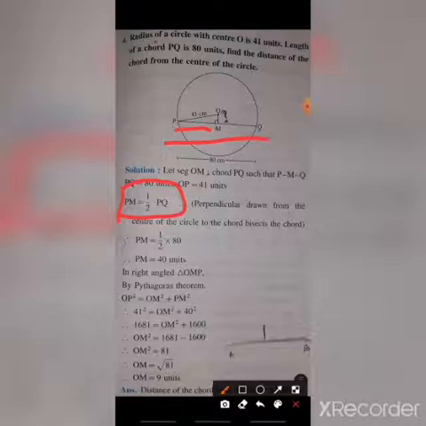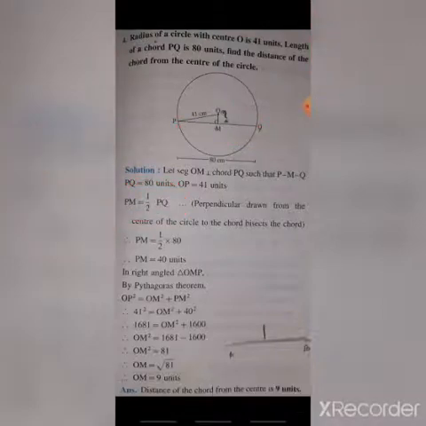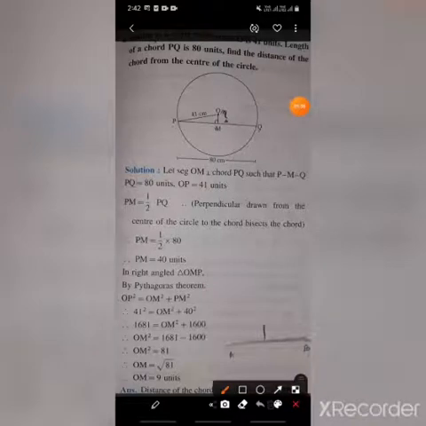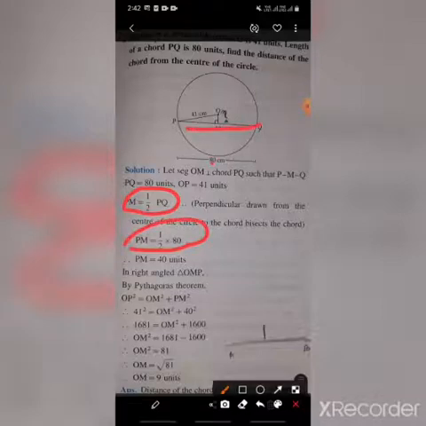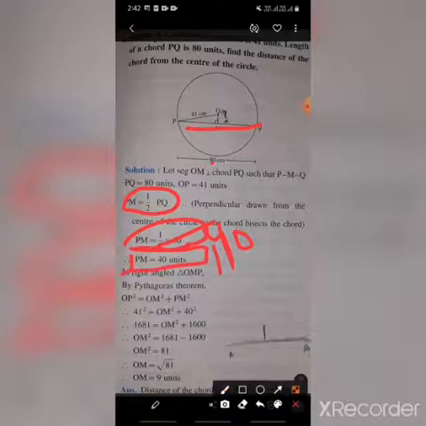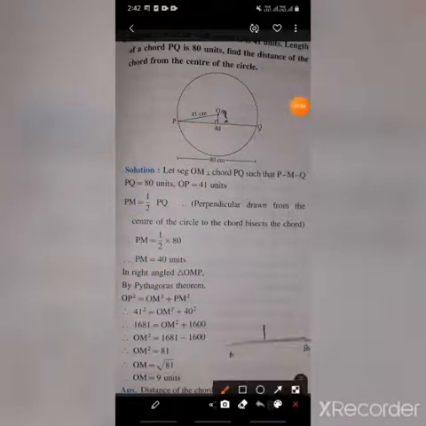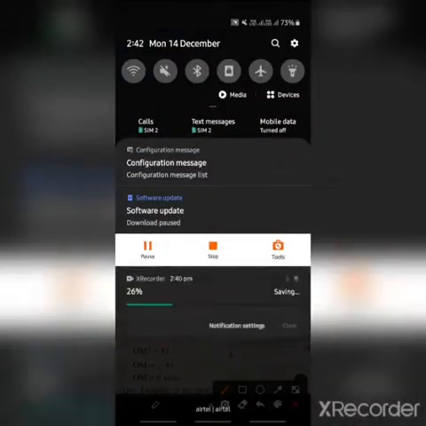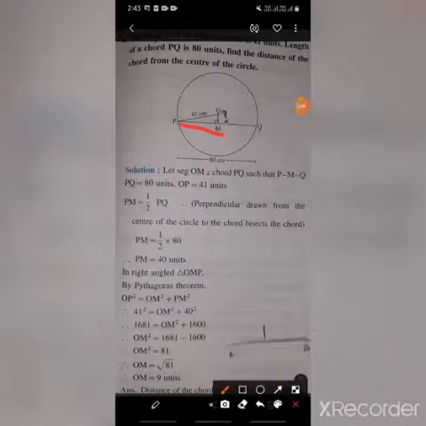That means the perpendicular drawn from O to M on PQ also bisects the chord. Okay. Then PM is half of PQ. PM is equal to half of 80, because PQ is 80 centimeters here. When we divide, 2 ones are 2, 2 fours are 8, and 0 as it is we write here. So PM is equal to 40 units.